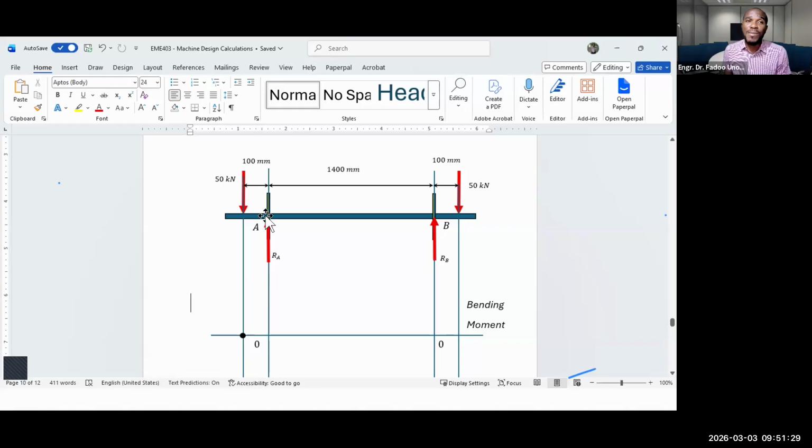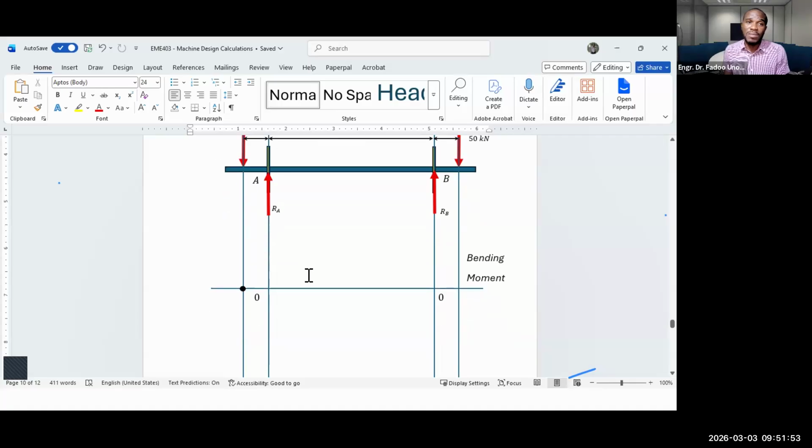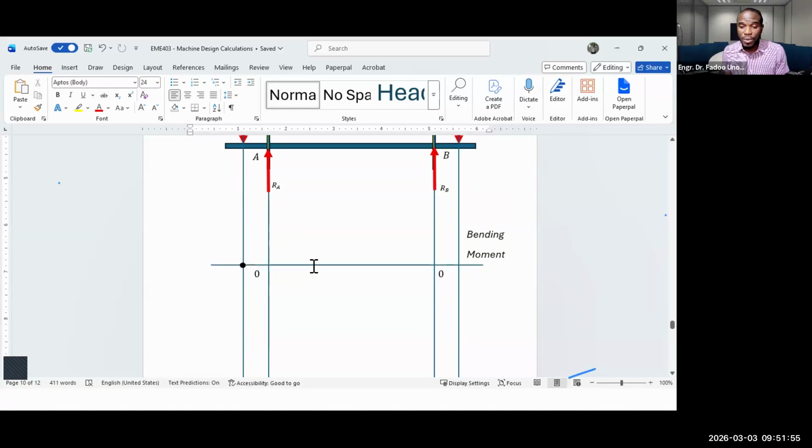And if I'm taking moments about point A, as we did before, this 50 kilonewton tends to act in an anti-clockwise direction. It causes a moment that is anti-clockwise in nature. Okay, so 50 kilonewtons times that will give us 5,000 kilonewton millimeters. You can decide to change that into meters as the case may be, but I will leave it at that point, right? So I'm going to copy that and paste.